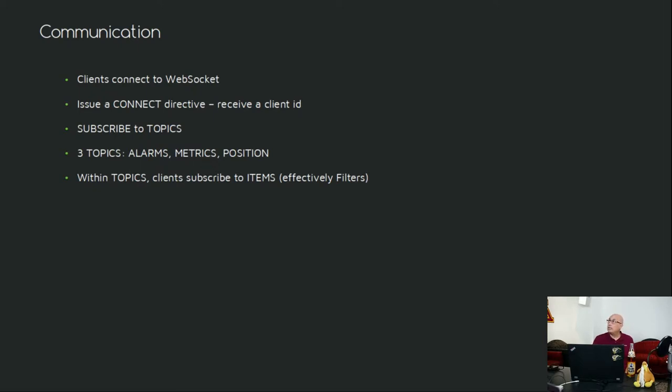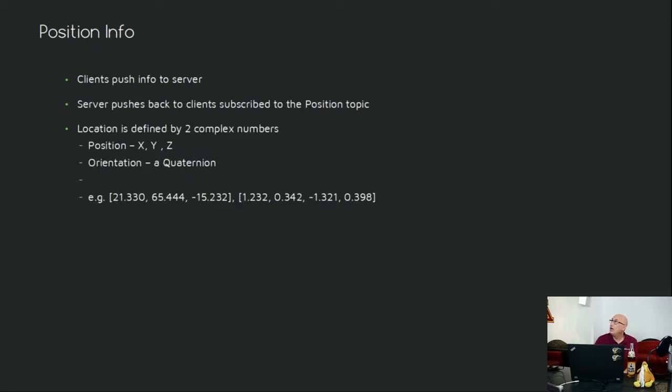Also within the subscription to topics, basically the client can subscribe to items. So that would be a filter. So for instance, if you want alarms, but just on one particular node, that would be the item that you would subscribe to. So you would subscribe to the alarm topic and that node item. Basically effectively filters. Positional info, basically described, anyone that's interested, it's just seven numbers.